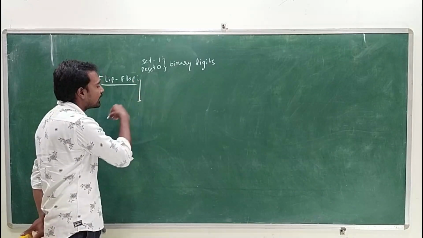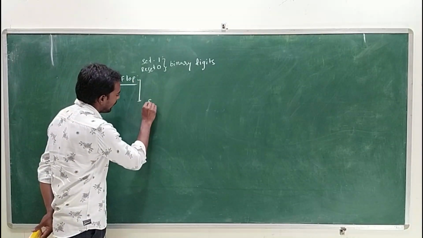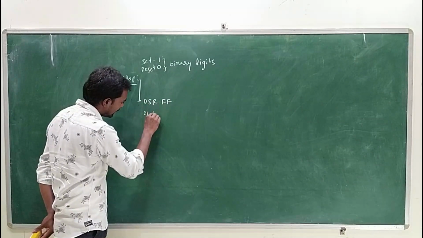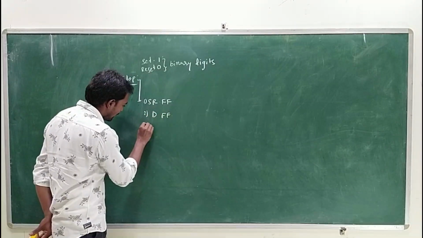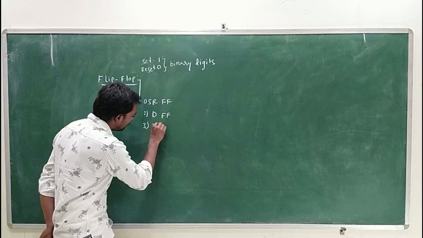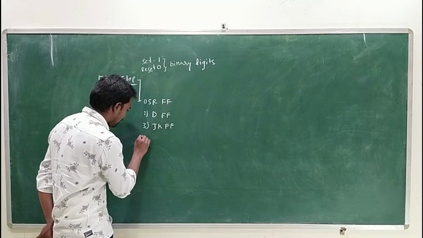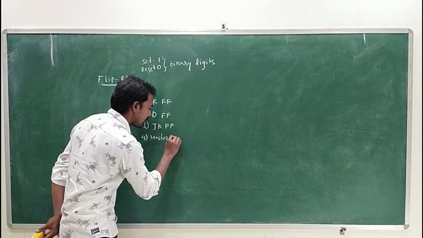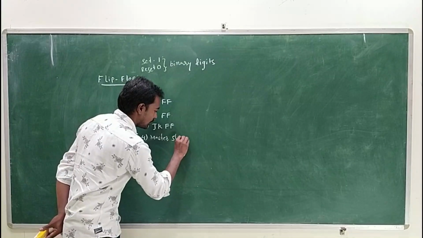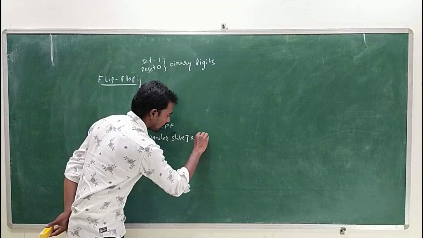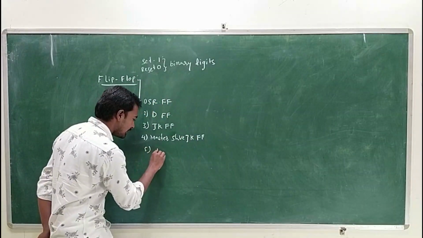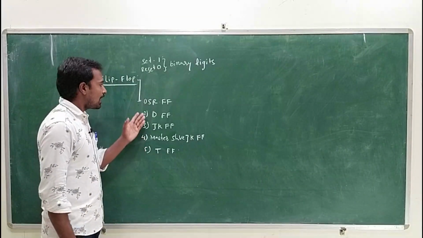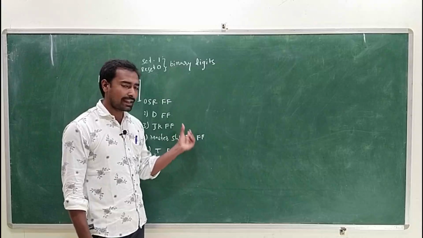There are different types of flip-flops. The first is the SR flip-flop, the second is the D flip-flop, the third is the JK flip-flop, the fourth is the master-slave JK flip-flop, and the fifth is the T flip-flop. So these are all the flip-flops we have, and we already discussed the latches.